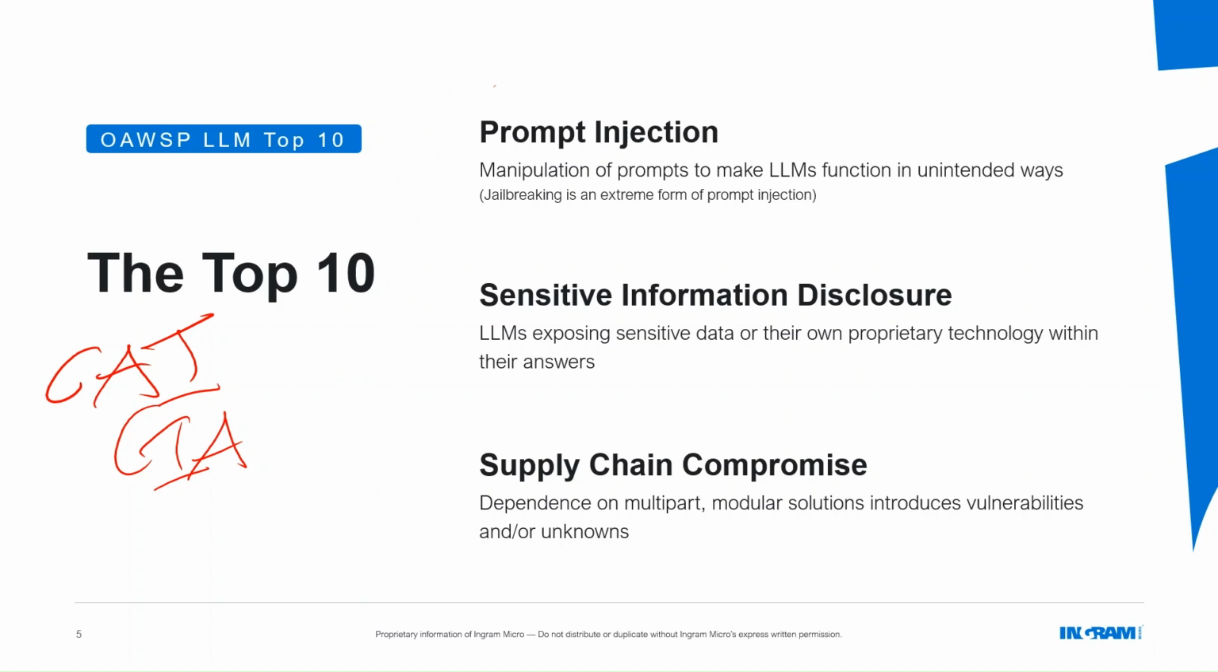Next, sensitive information disclosure. This is a large language model that is exposing sensitive data about itself or about proprietary technology. It's relatively intuitive. It's something that most of their top 10 are actually trying to induce in other models.